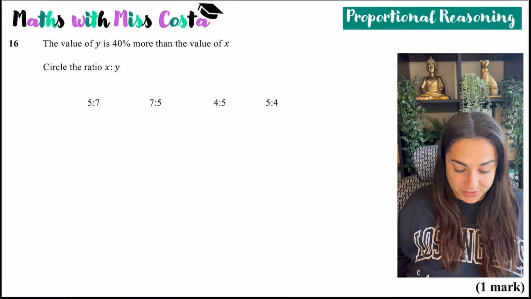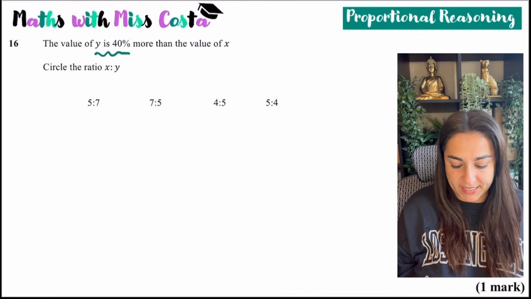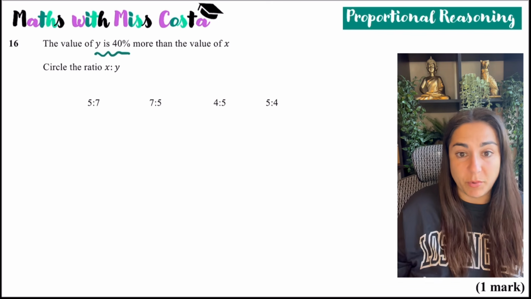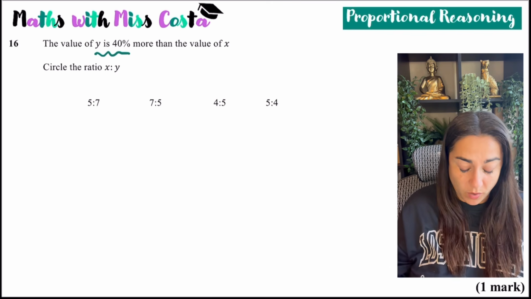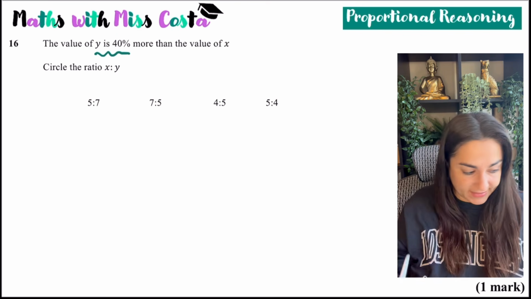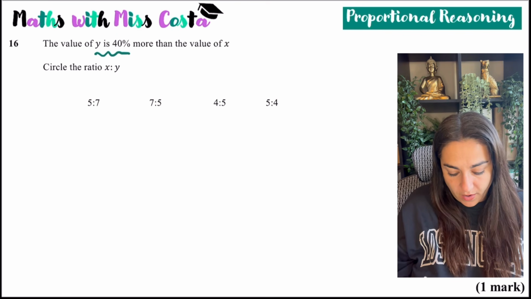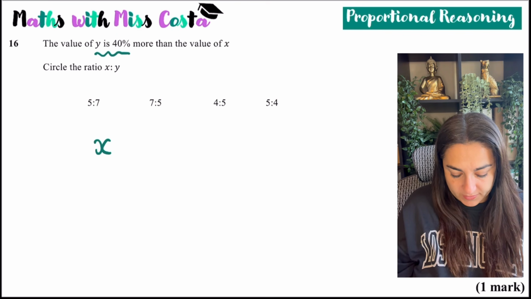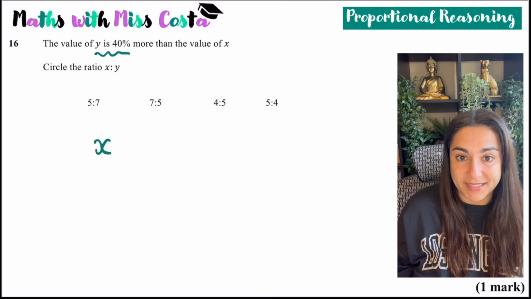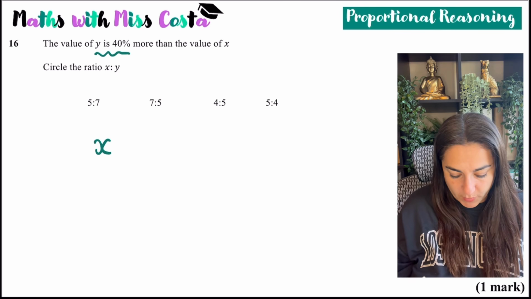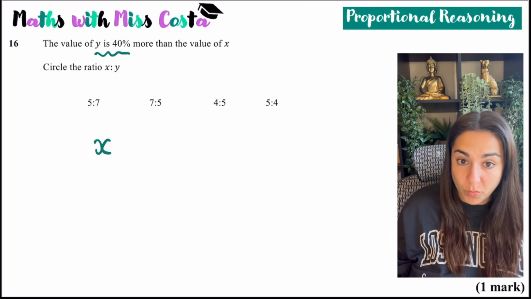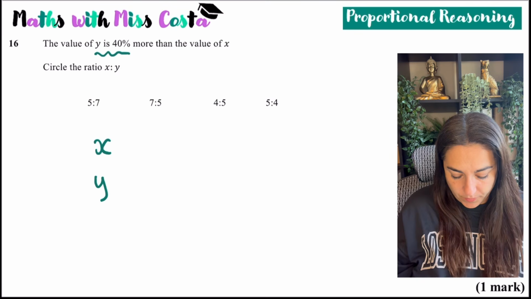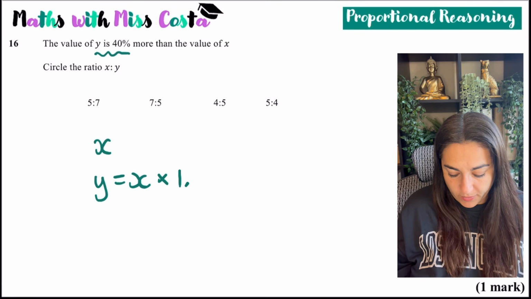Okay, so in this question, I'm told that the value of y is 40% more than the value of x. So what I want to do is express y in terms of x. So I know that if x was whatever, it was just x, y is going to be 40% more than it. So y is going to be whatever x is times by 1.4.